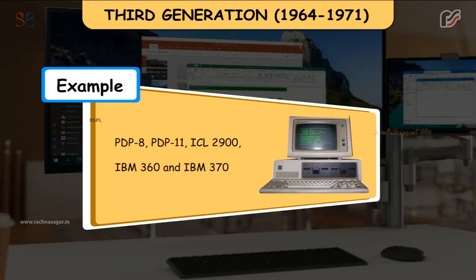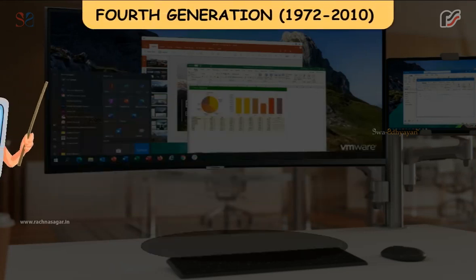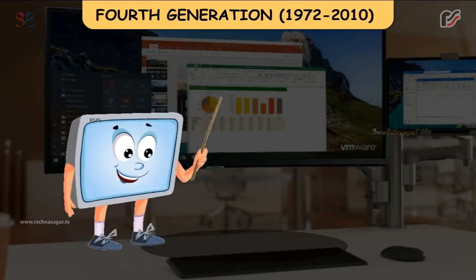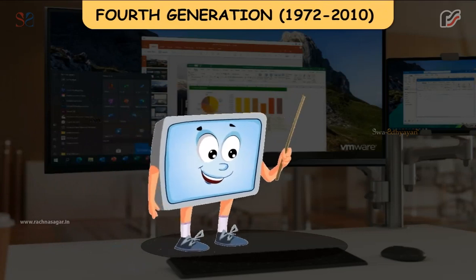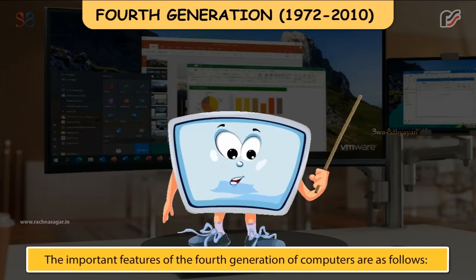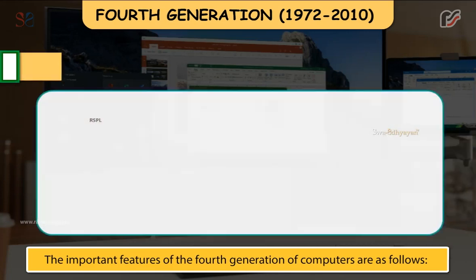Examples: PDP-8, PDP-11, ICL 2900, IBM 360, and IBM 370. Fourth generation, 1972 to 2010. The important features of the fourth generation of computers are as follows.